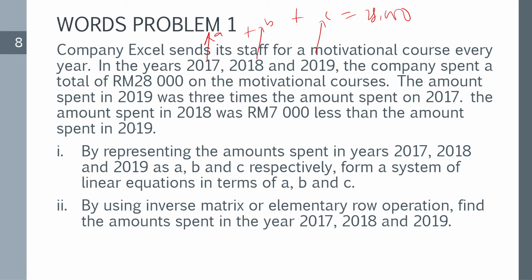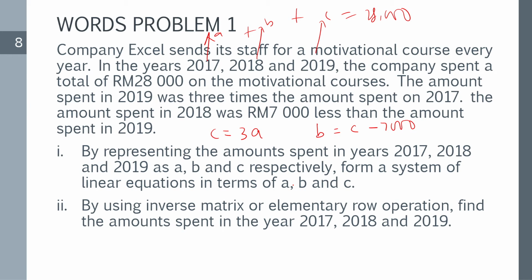And the amount spent in 2019 was 3 times the amount spent in 2017. So the amount C is 3 times what you spend in 2017, actually is 3A. And the last one, the amount spent in 2018 was 7,000 less than the amount spent in 2019. 2018 actually is my B, and less means either you want to use C minus 7,000, or you want to say B plus 7,000 equals to C.